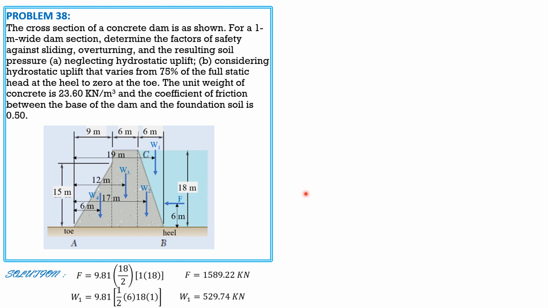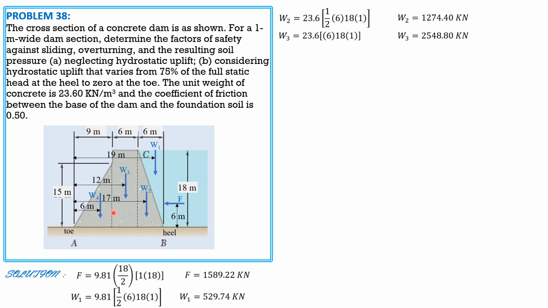Then weight sub 2. Weight 1 is water, so 9.81 times 1/2 of 6 times 18 times 1, so 529.74. Weight sub 2 is masonry, concrete, so 23.6 times the quantity 1/2 of 6 times 18 times 1, that's the volume per meter. So weight sub 2 is 1274.4 kilonewtons. Weight sub 3 is equal to 23.6 kilonewtons times 6 times 18 times 1. So weight sub 3 is equal to 2548.8 kilonewtons.